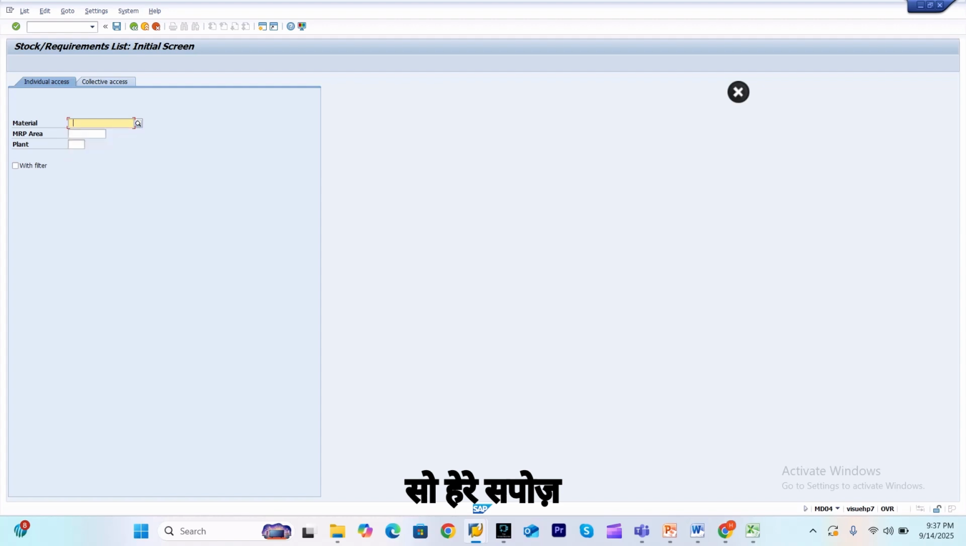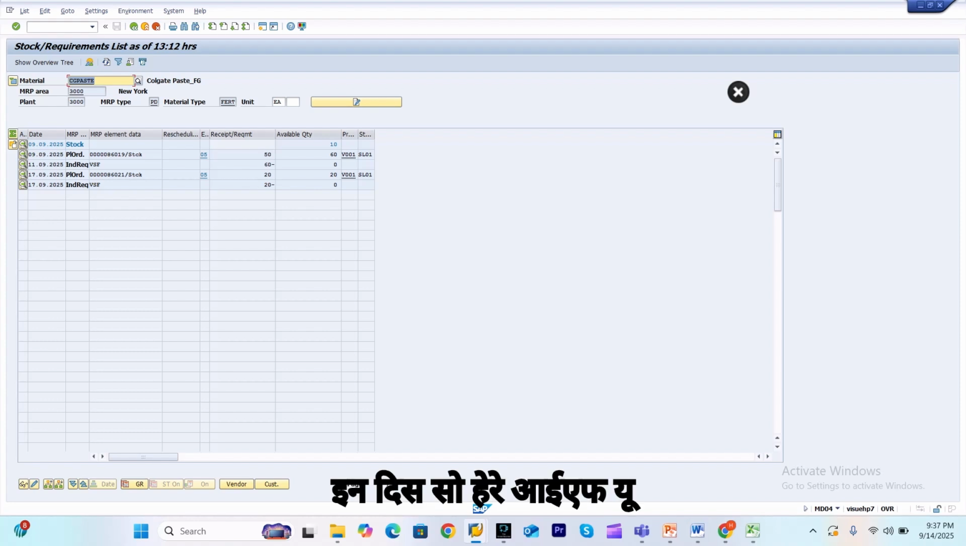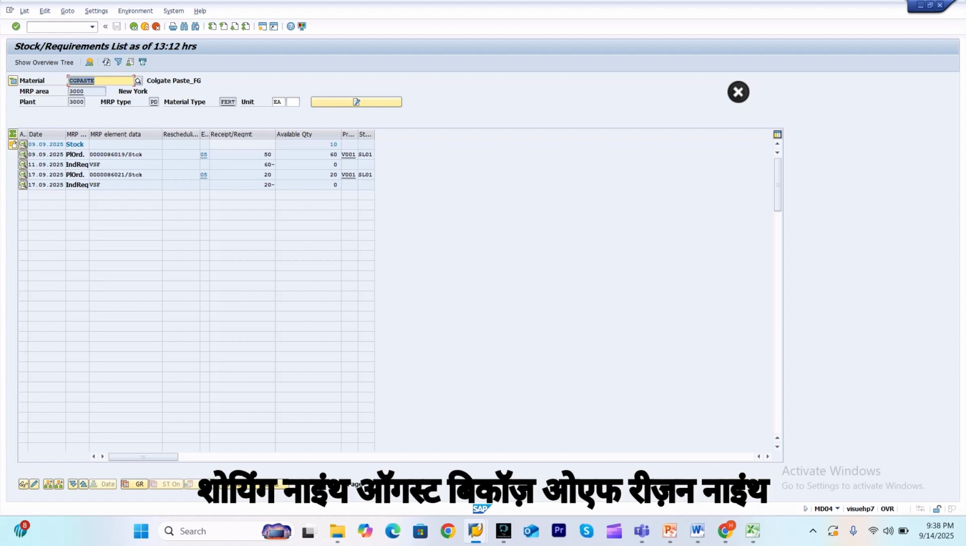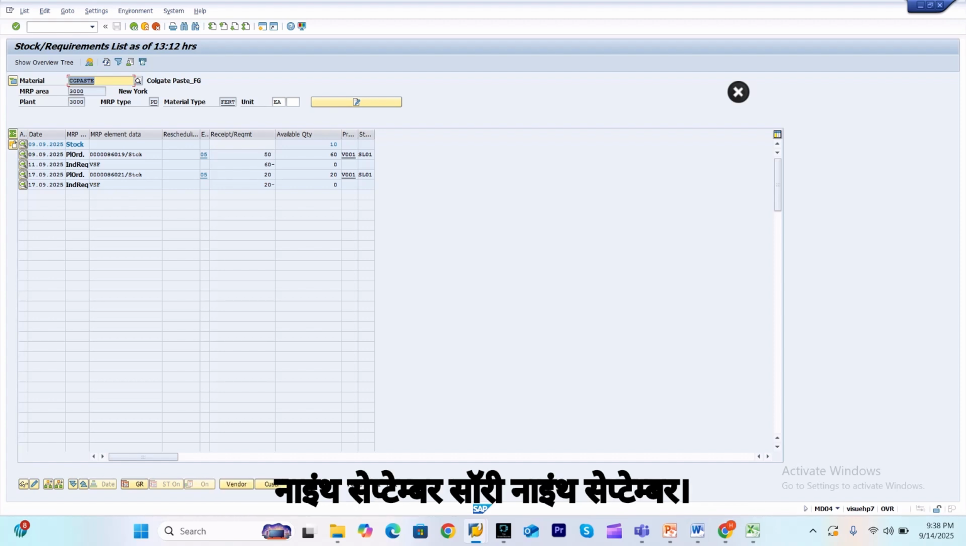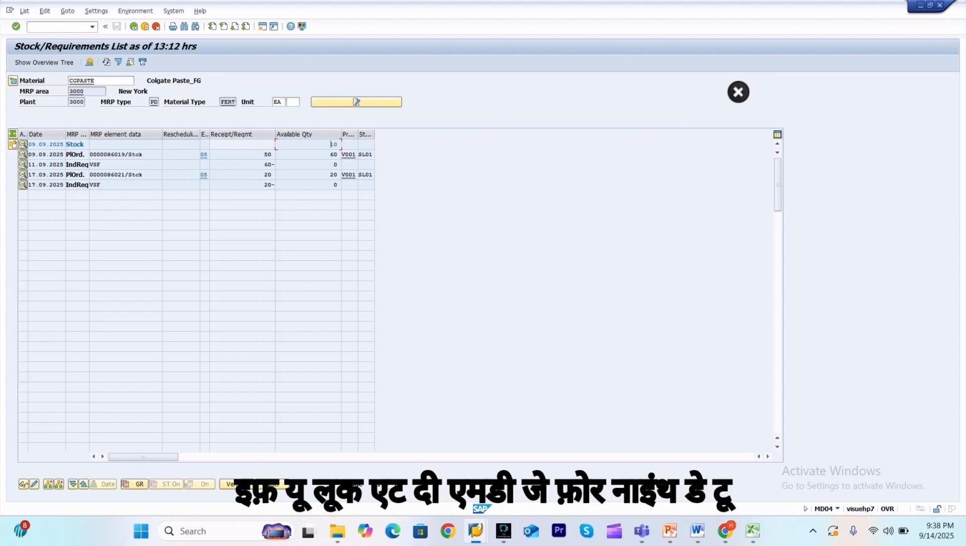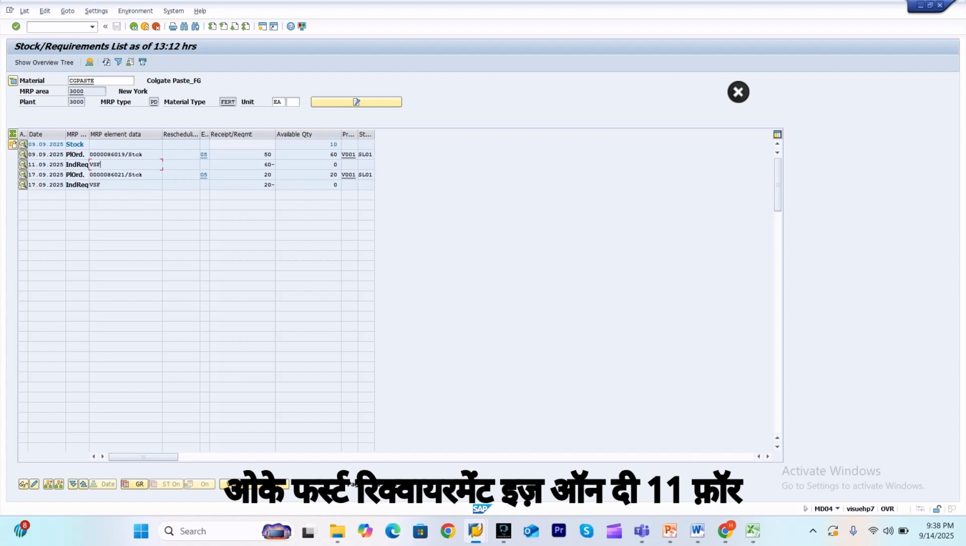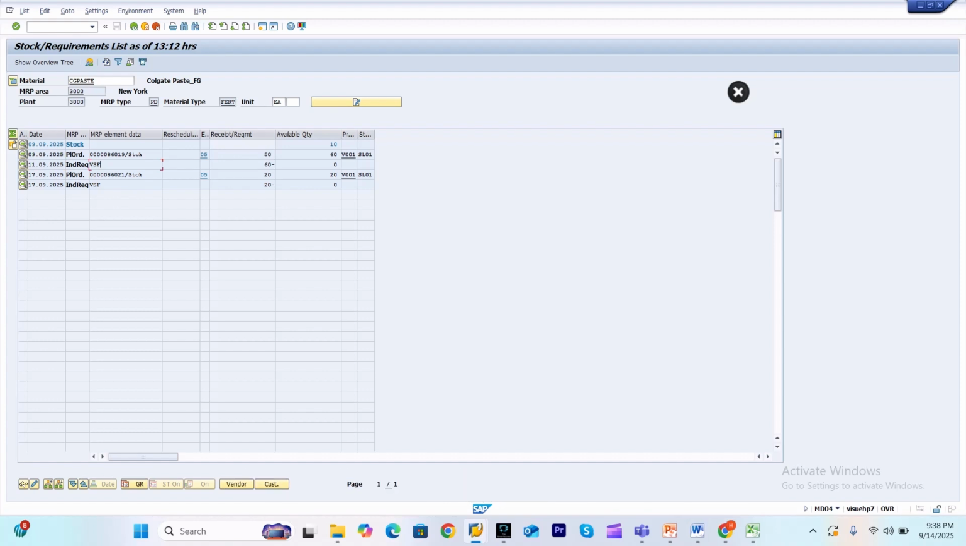So here, suppose this is one example. If you look at the 9th, in my system it is showing the 9th of September, sorry, 9th of September, the stock is 10, as you can see in the MD04 for the 9th. Its first requirement is on the 11th, for 60.